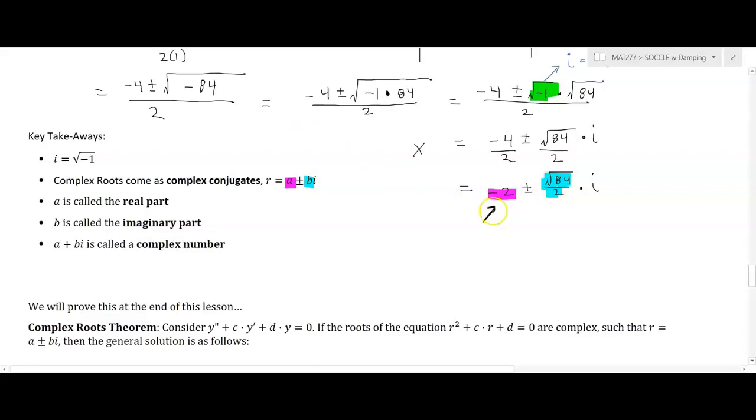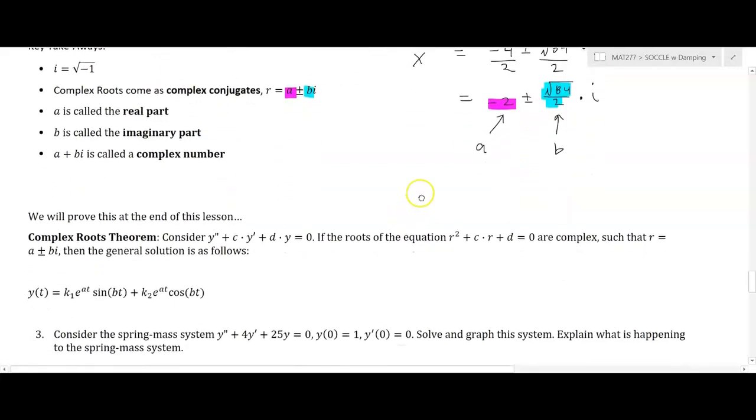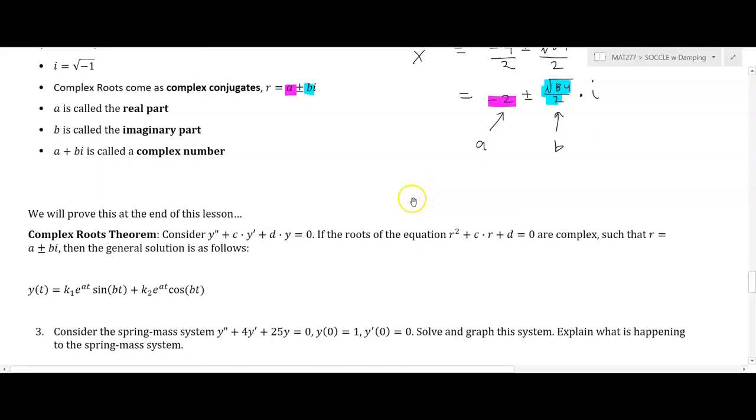So this is equal to a, that's a right there, and this number right here is b. Together, a plus or minus bi is called a complex number. Now, we'll prove this at the end of the lesson, but for all intents and purposes, just to be able to demonstrate this, let's go ahead and state the theorem first.